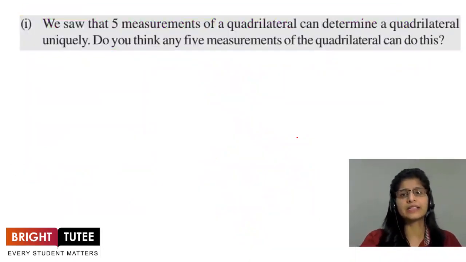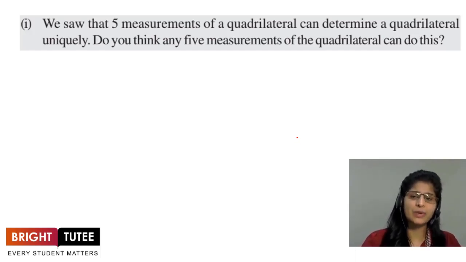Before that, we'll discuss some of the cases. I would like you to think on this more. So they are saying, we saw that 5 measurements of a quadrilateral can determine a quadrilateral uniquely. Do you think any 5 measurements of the quadrilateral can do this?